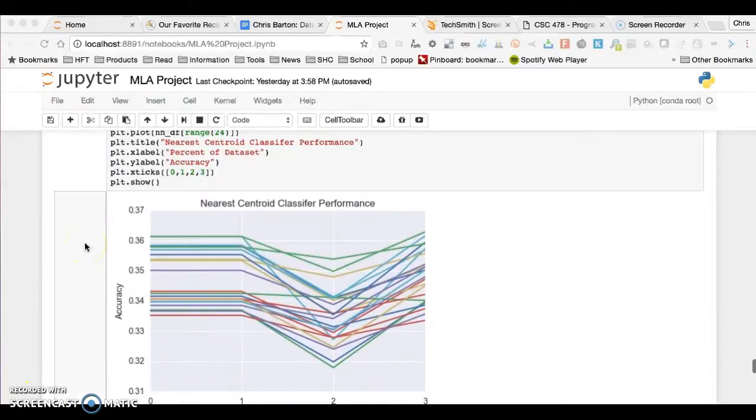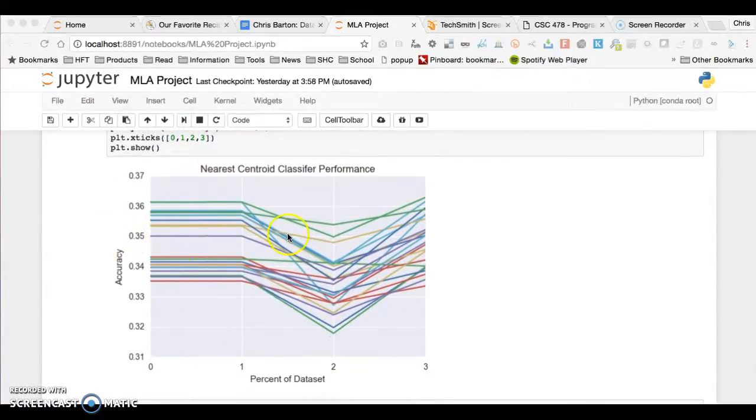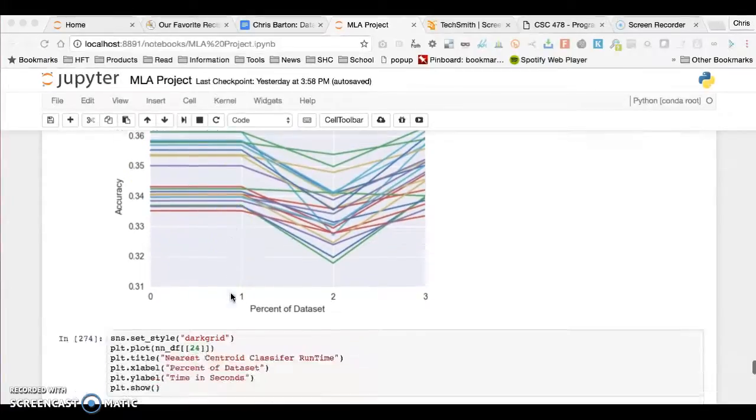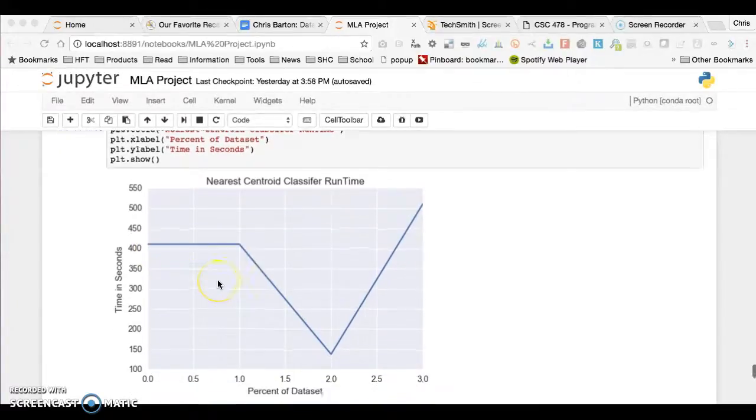Here we see the graph for the nearest centroid classifier. Again, not as strong as naive Bayes, as we see an overall increase. Additionally, you'll notice 36 and 33, so this one's actually pretty weak compared to the previous two. However, its runtime isn't too bad, which is a positive aspect of it.